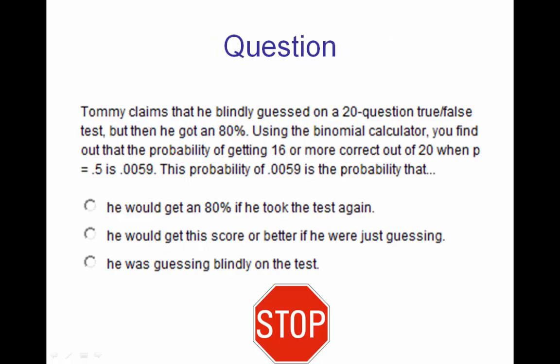Question. Tommy claims that he blindly guessed in a 20-question true-false test, but then he got an 80%. Using the binomial calculator, and we're not going to worry about calculating probabilities in this course, all you need to know is the probability of getting 16 or more correct out of 20 when the probability on any one question is 0.5 is 0.0059. This probability of 0.0059 is the probability that... Stop the video and make your choice before you continue on to the next slide.